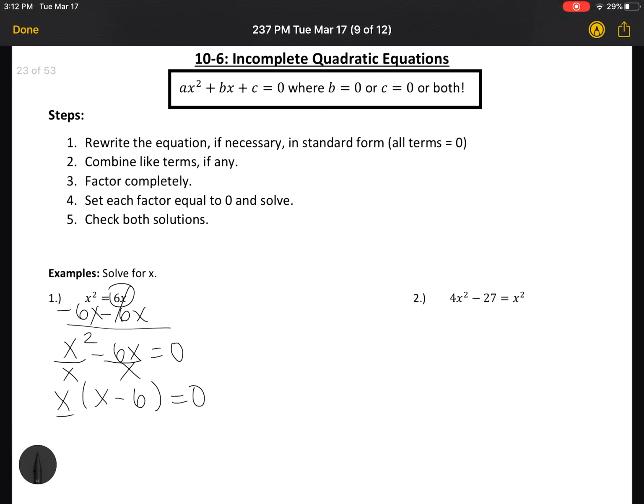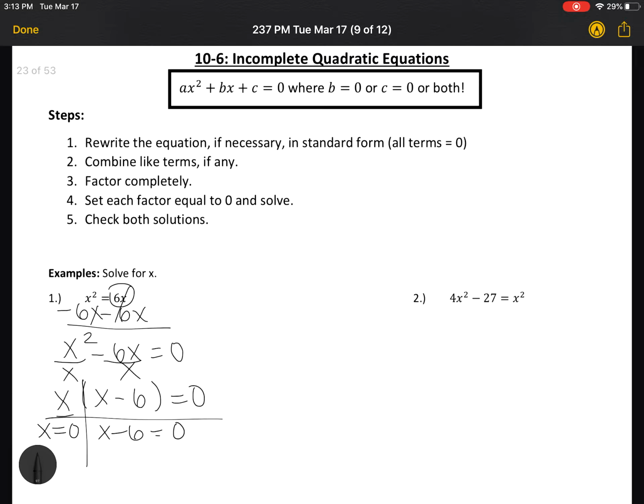That is actually considered one of your factors, because remember, all a factor is something that you can multiply by another something to get the answer that you're looking for. So we're gonna t-chart here. Remember, you want your t-chart to break your factors up and then set each of those equal to 0. So we have x equals 0 and x minus 6 equals 0.